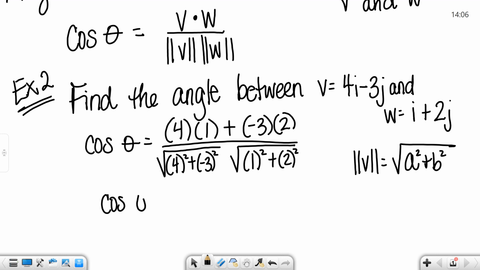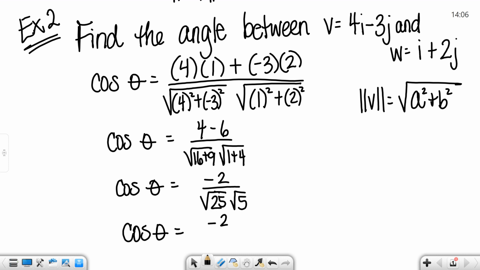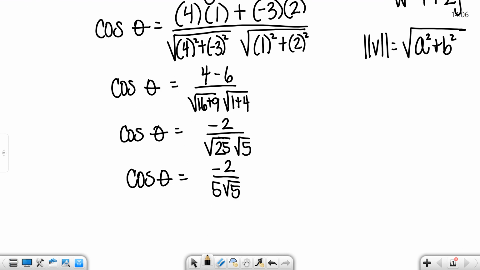All right. So my numerator gives me 4 minus 6. My denominator, I get the square root of 16 plus 9 times the square root of 1 plus 4. I get negative 2 over the square root of 25 times the square root of 5. Now I can do the square root of 25, so I'm going to. Now, no need to rationalize this denominator because this isn't our answer anyway. So no need to rationalize.